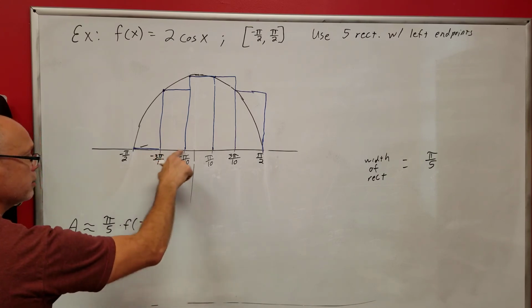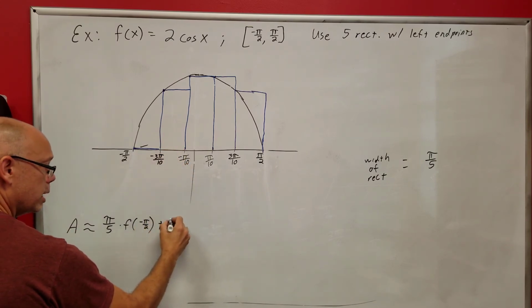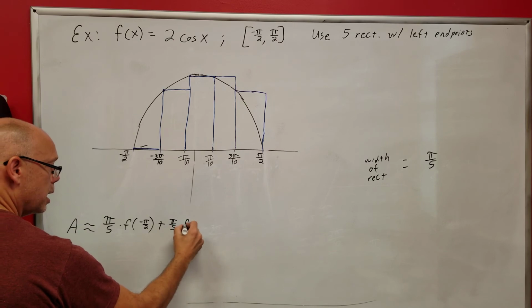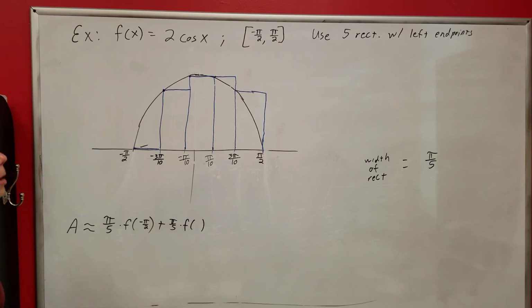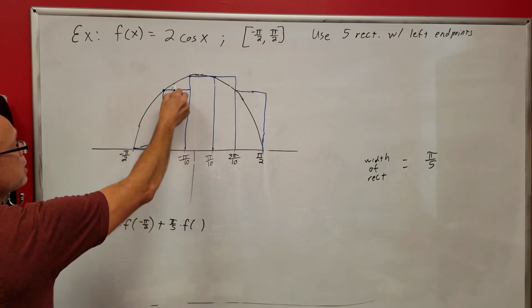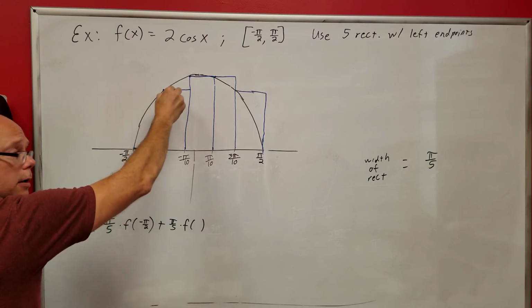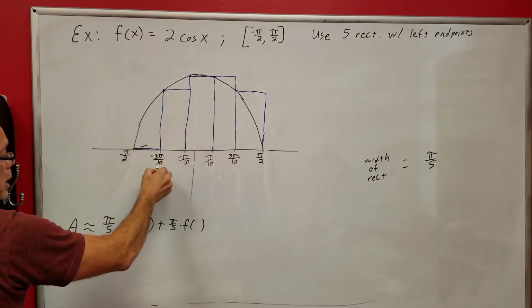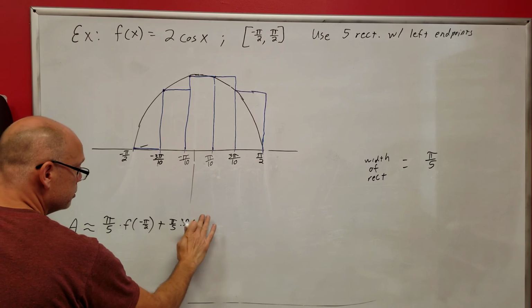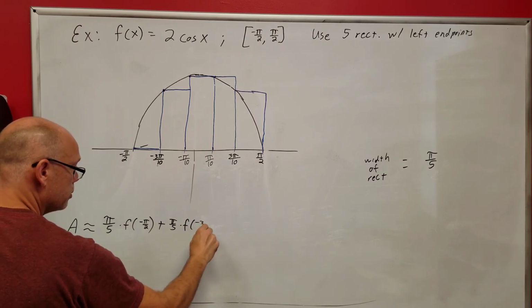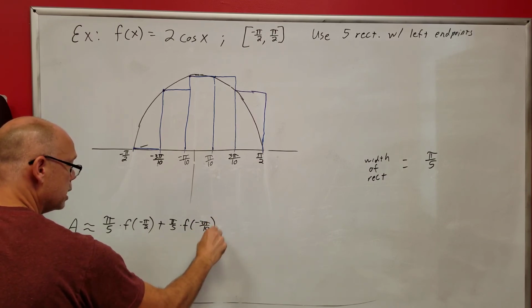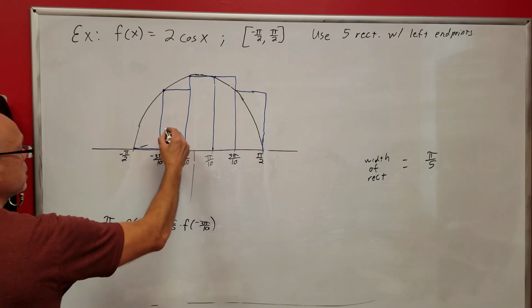Plus, how about the area of this rectangle? It's going to have a width of pi over 5 times its height, right? So what's the height going to be? It's going to be my function f right here, evaluated at negative 3 pi over 10. Function f evaluated at negative 3 pi over 10 takes care of that rectangle.